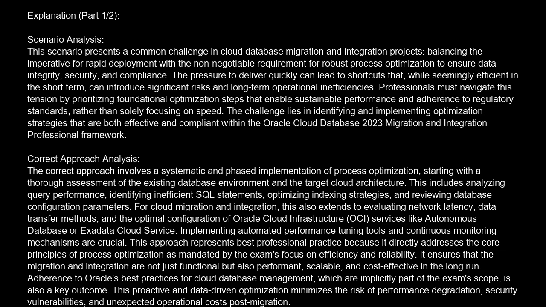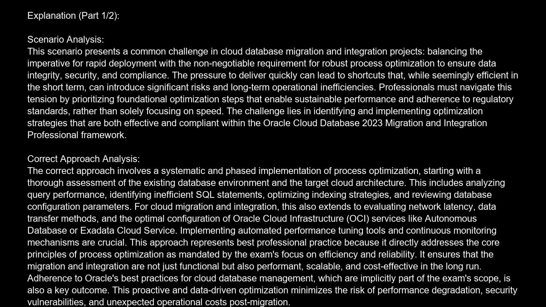Correct answer is B. Conducting a comprehensive pre-migration performance baseline analysis, identifying and optimizing inefficient SQL queries and database schema designs, and configuring Oracle Cloud Infrastructure resources, e.g., OCPU count, storage IOPS, based on workload requirements.